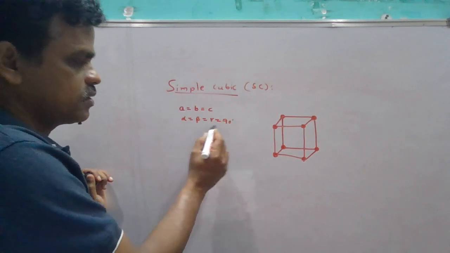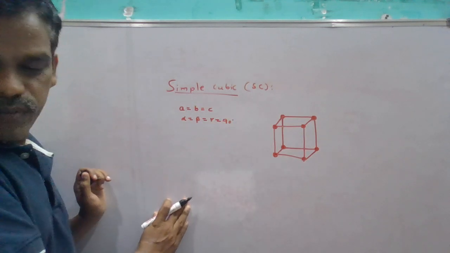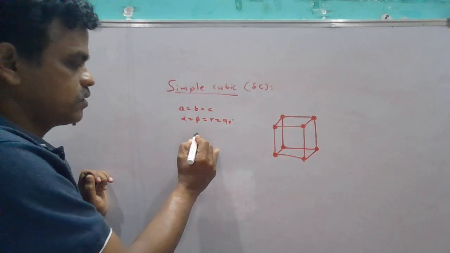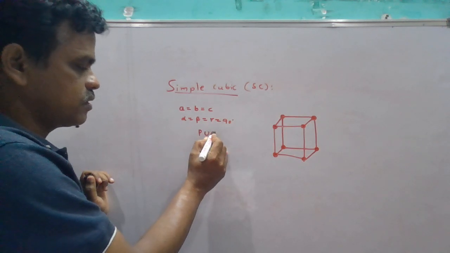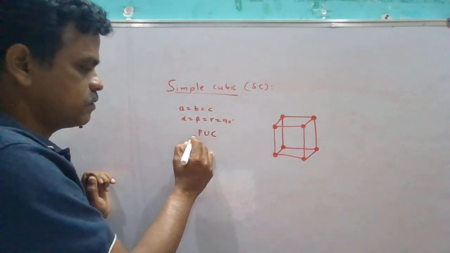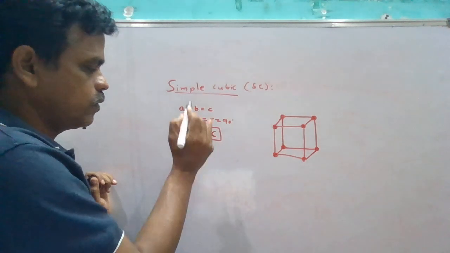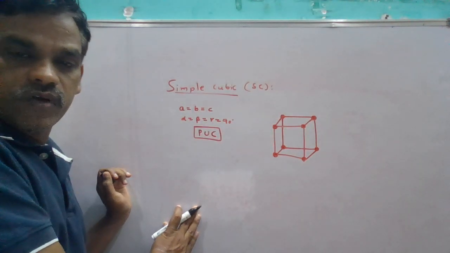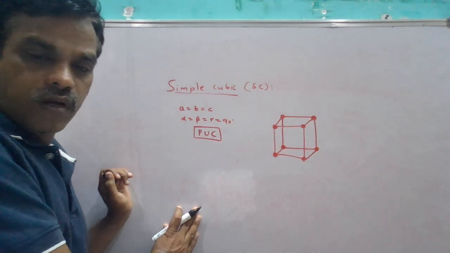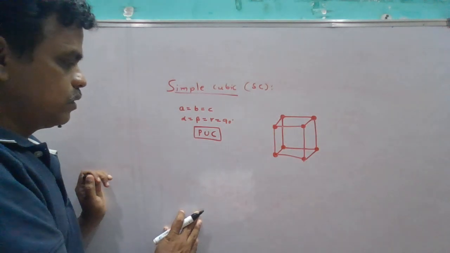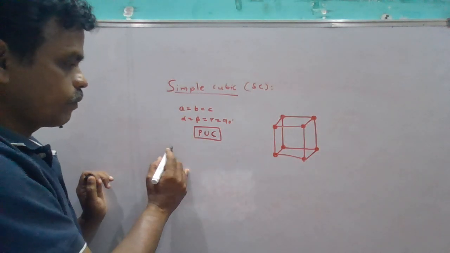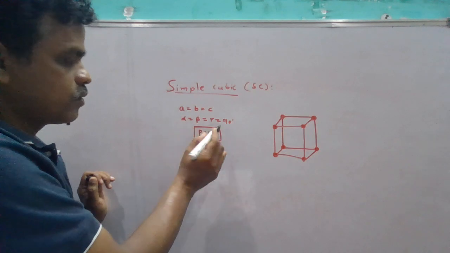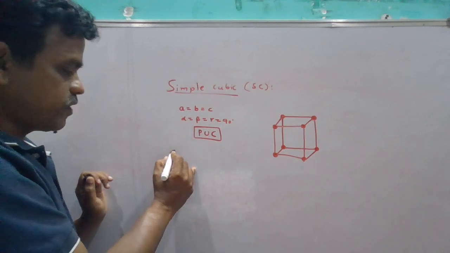So simple cubic is a primitive unit cell. That means it has only one lattice point. N effective equal to one lattice point. Then A equal to B equal to C. Then I want to discuss N effective.